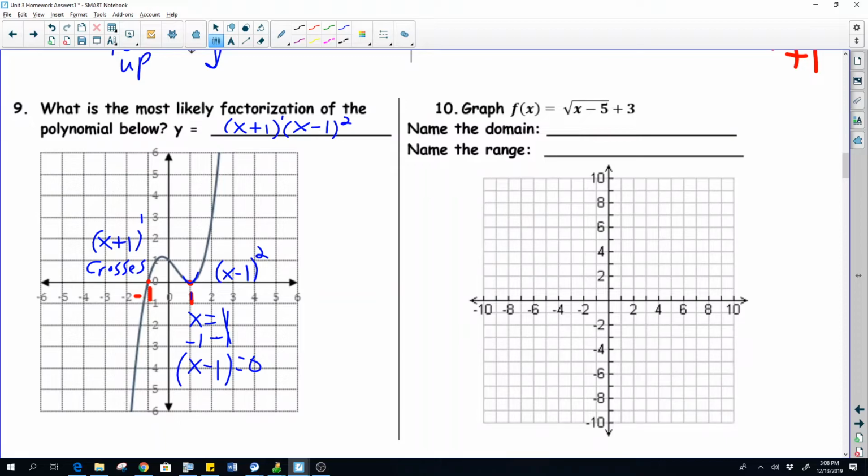Cool. There we go. Let's see here. Excellent. Beautiful. Most likely is what the phrase says. So maybe not exactly, but most likely.